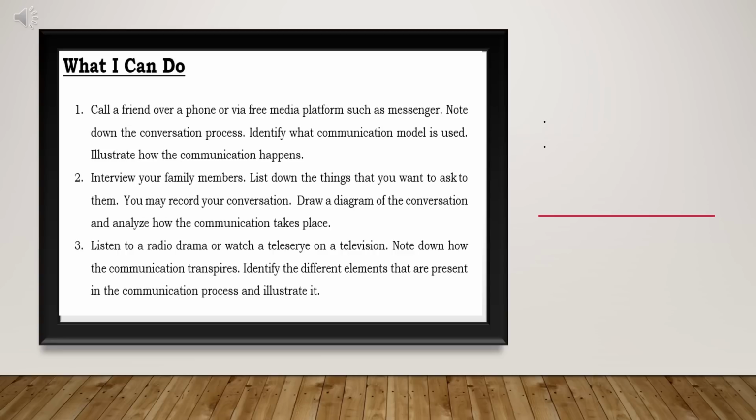Then the third task: listen to a radio drama or watch a teleserye on television. Note down how the communication transpires, identify the different elements that are present in the communication process, and illustrate it. For this section, I'm giving you time to accomplish this. You don't have to do this at this hour or during this day. The submission of this task can be done next meeting. Okay?